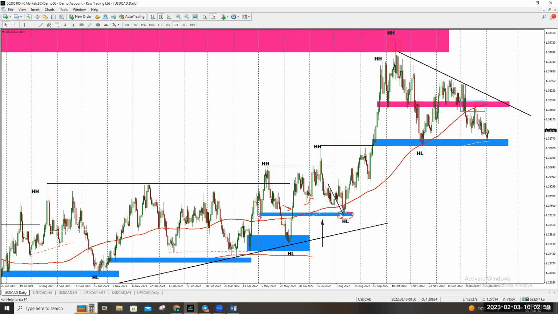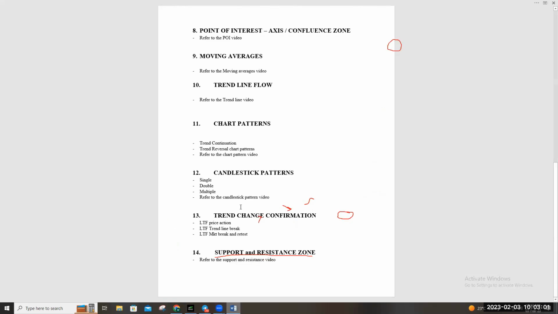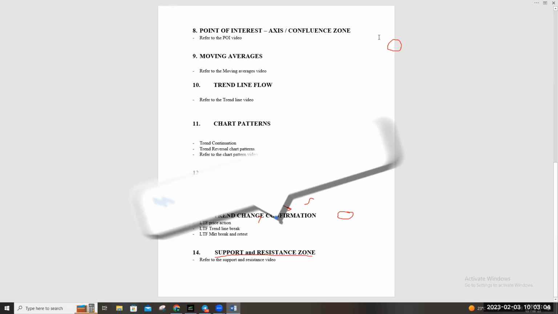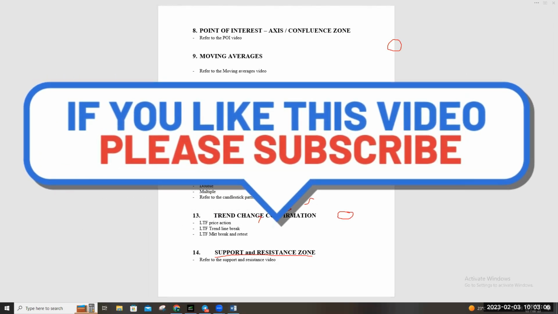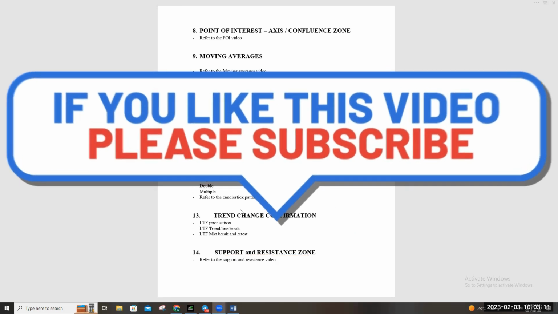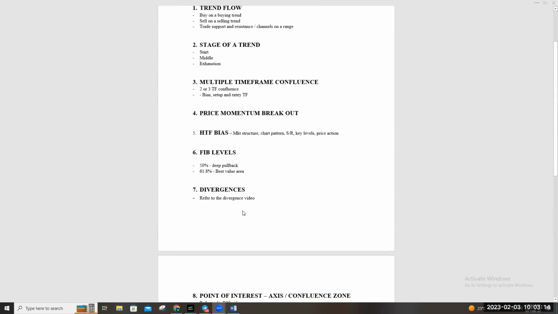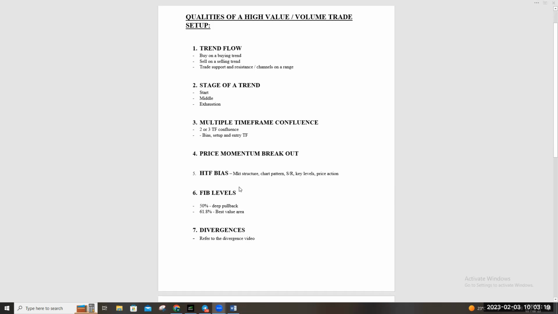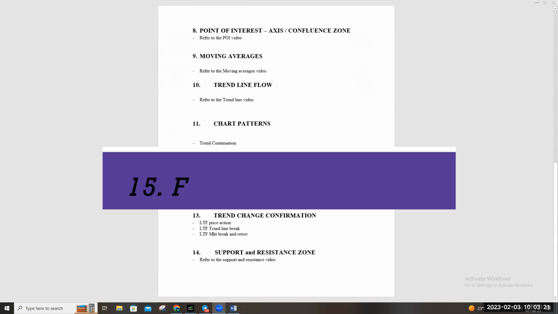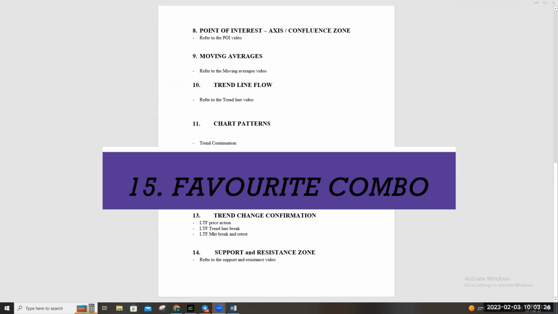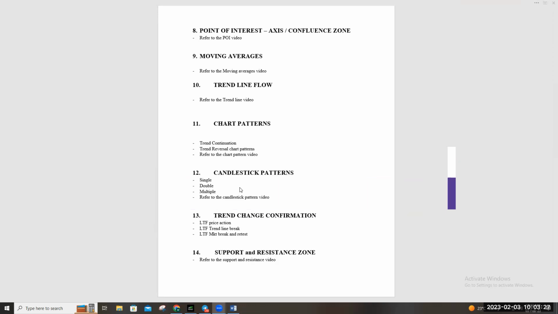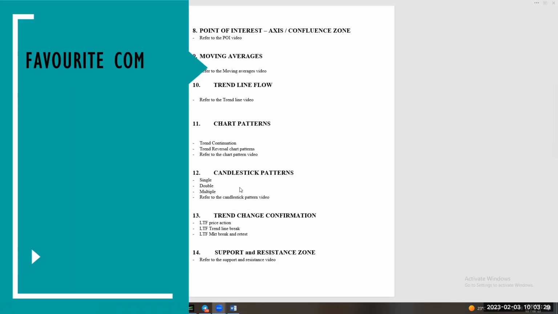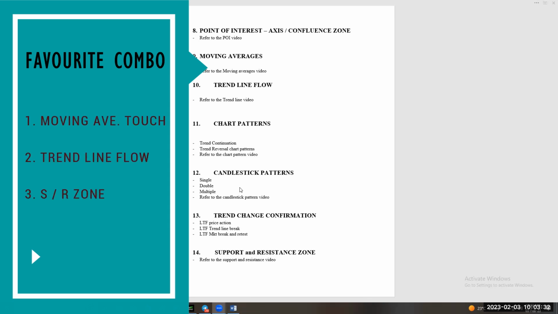Now, these are the different types of qualities that you want your trade setup to have in order to qualify to be a high value point. Note that a trade setup may not always have all of them, but if you can have at least 3 of these qualities in every trade you take, then that means that you're trading high value. Now, what is my favorite combination? My favorite combination that works almost all the time when it shows up: I want to have a moving average, a trend line flow, and of course that trade setup must be within a support and resistance zone.